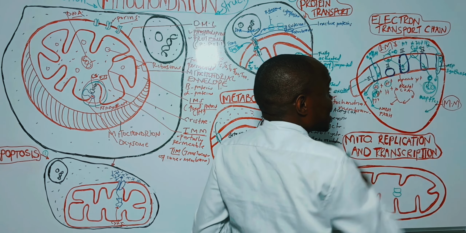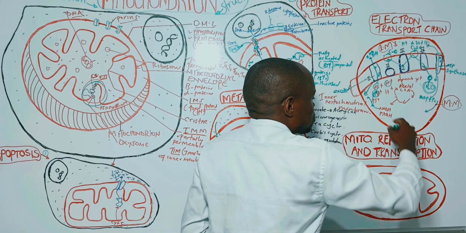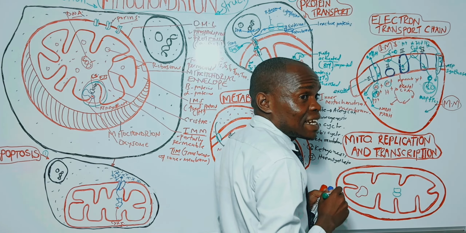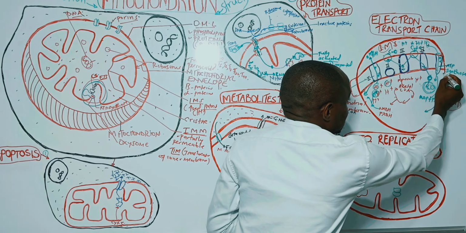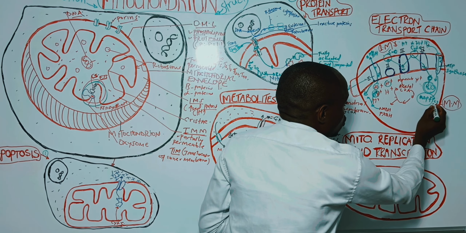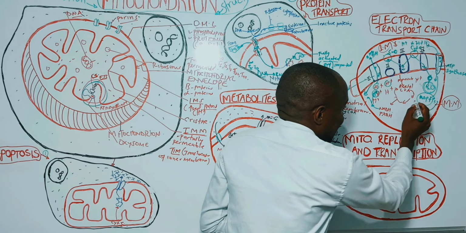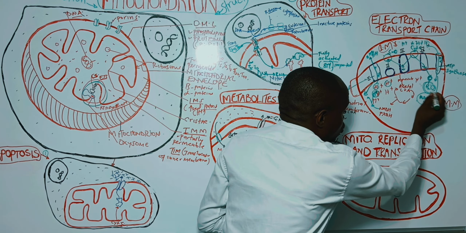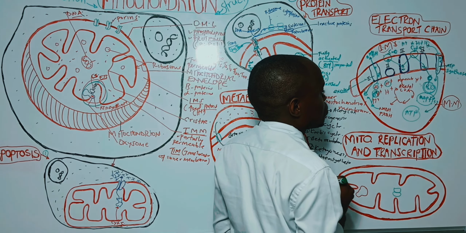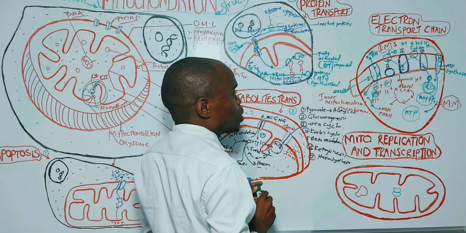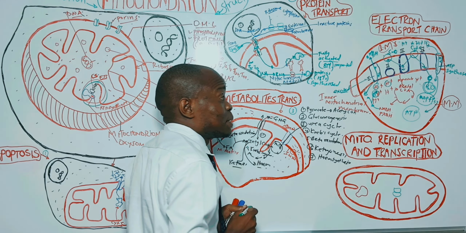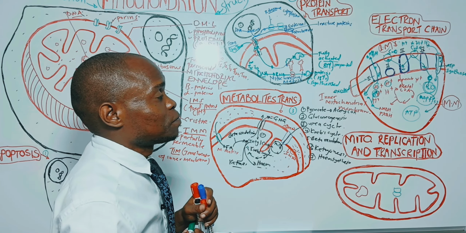It is there, but it's lacking the energy. So as these electrons, as these protons are flowing along this side, they emit some energy. That energy is going to help this ATP synthase enzyme to combine the ADP with inorganic phosphate. The adenosine diphosphate combines with the phosphate to form what? Adenosine triphosphate.